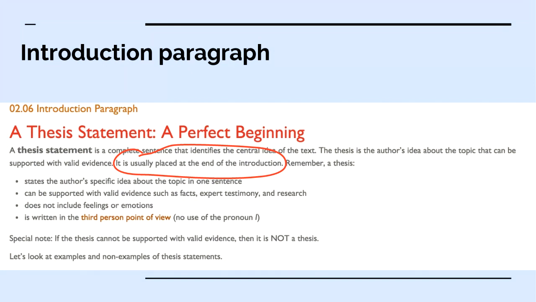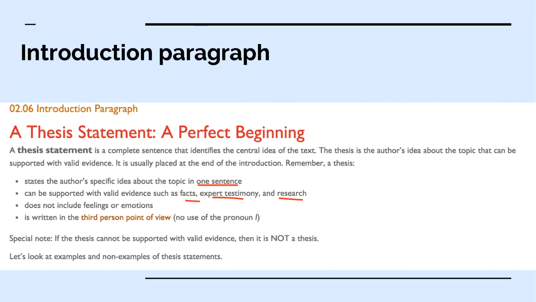So what we're looking for in a thesis statement is that it states the author's specific idea about the topic in one sentence. So your thesis is one sentence long. It can be supported with valid evidence such as facts, expert testimony, and research. So this is what you'll put in your body paragraphs: the facts, expert testimony, and research that will support your thesis. Does not include feelings or emotions.